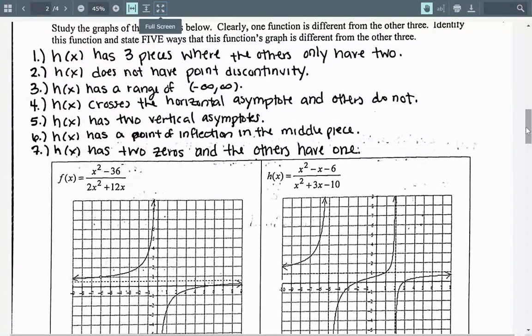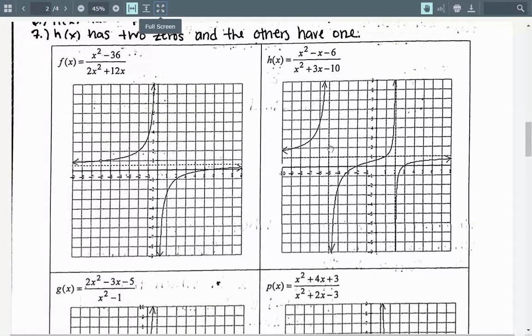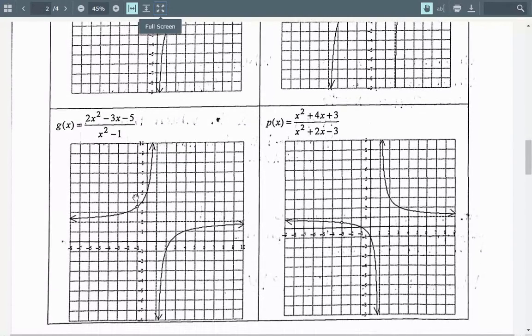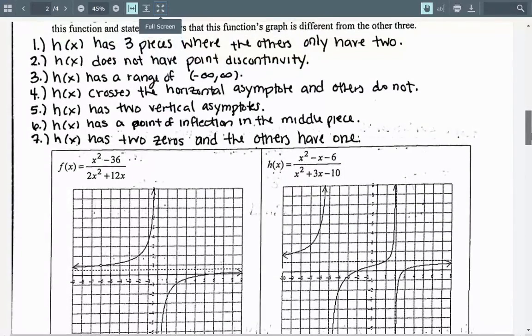H of x crosses the horizontal asymptote. The others do not. So you'll notice on f of x, we have this horizontal asymptote and the function. So the range does not exist at about 1/2 for the y value. For g of x, we would have to remove 2 from the range because the function does not exist when the y value is 2. And for p of x, we would remove 1 from the range because the function does not exist at 1 for the y values.